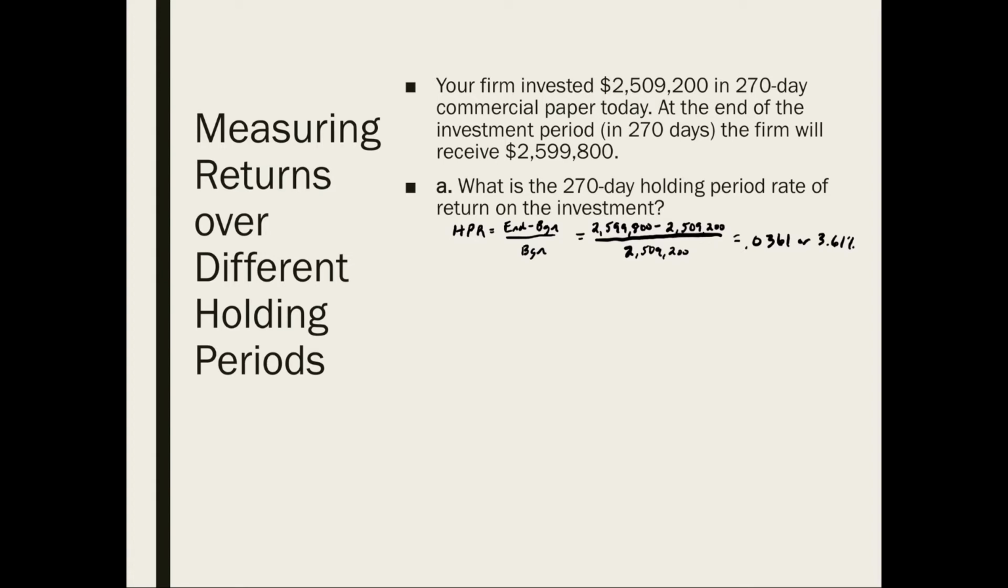Now, let's convert this to a common rate over an annual time period. And so the first thing that we must do is identify how many 270-day periods there are in 1 year. So what is the number of compounding periods per year? What we would do is take the 365 days in a year divided by the 270 days of this investment horizon, and we get an answer of 1.3519 270-day periods per year.